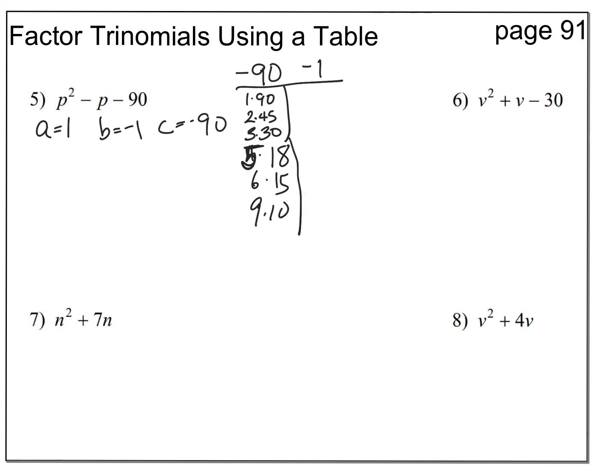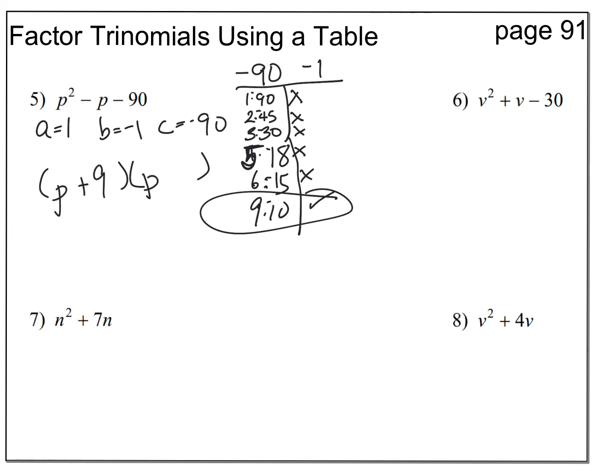Okay. And I want a negative sum, so the bigger number is going to be negative. Which one of those can I add and get negative 1? The first one gives me negative 89. The second one gives me negative 43, negative 25, negative 13, negative 9, and then this last one gives me negative 1. Put my two empty binomials, use p, your middle variable, plus 9, minus 10. That's my answer.